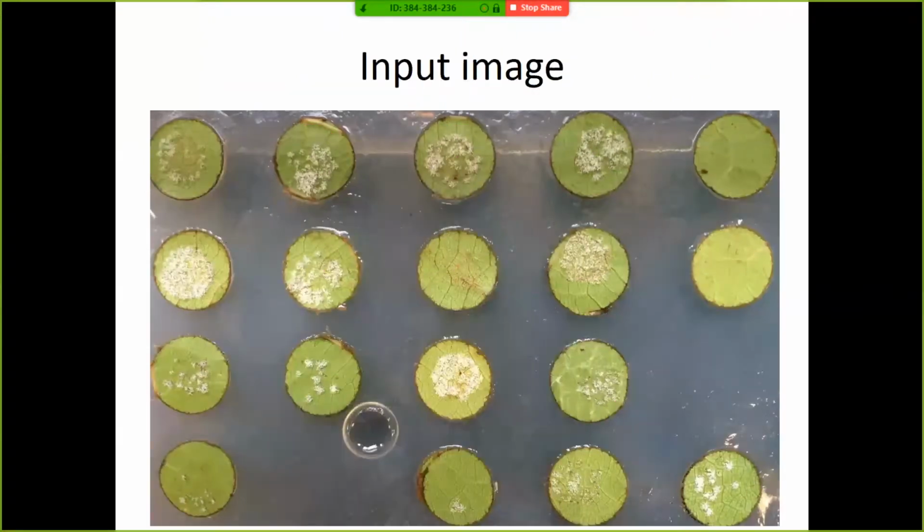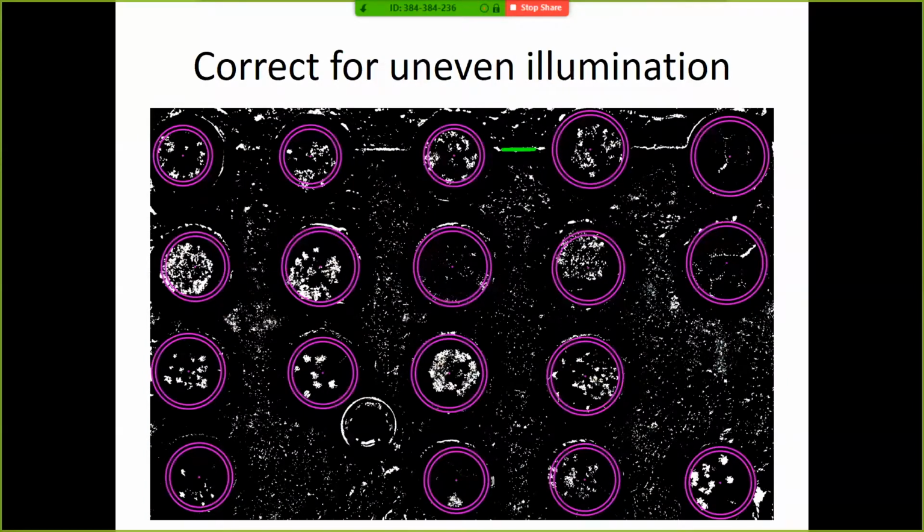And so the next thing that we want to do is, if you notice on the second row of the leaf disc, there's greater illumination than in the first row. And we had to correct for that. And did something called a Wallace filter, which I won't go into, but essentially corrects or normalizes the illumination across an image. And then we could detect our phenotype, which in this case is the amount of white pixels in a leaf disc divided by the area of a leaf disc.